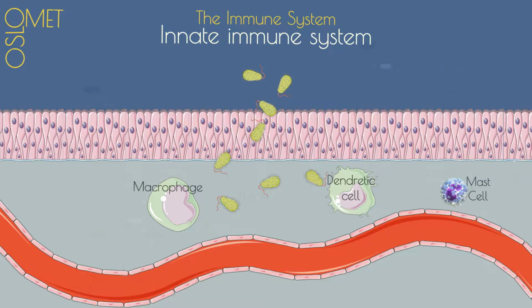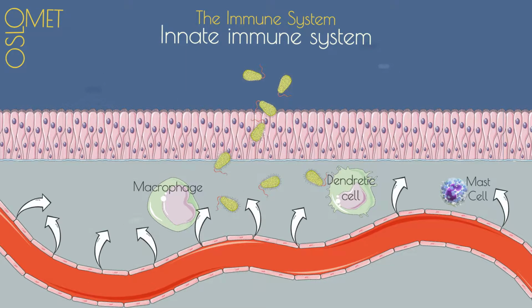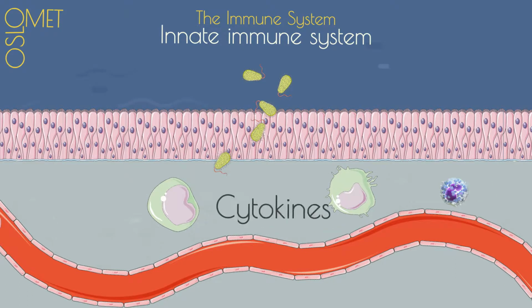These mediators stimulate blood vessels to become leaky, which allows movement of fluid and molecules into the tissue. This allows the circulatory complement proteins to move from the blood into the tissue, bind to pathogens and kill them. Cytokines stimulate blood vessels to attract circulatory immune cells.